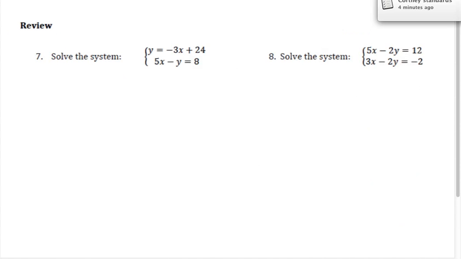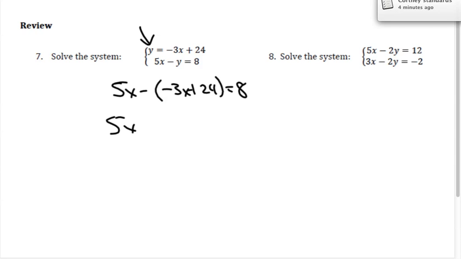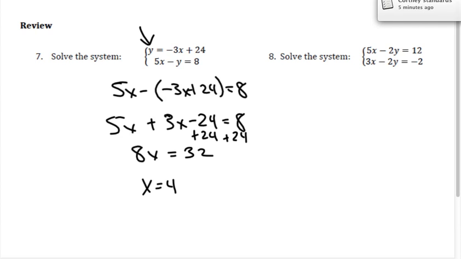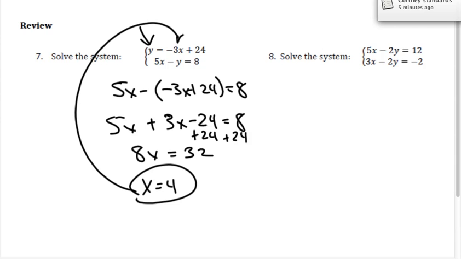All right, so review. Let's go. Number 1, since I have this y by itself, I definitely want substitution. So when I do that, I get 5x plus x minus 24 equals 8. So when I do that, I'm going to have 8x. If I add 24 to both sides, that's going to be equal to 32. So x is going to equal 4. Then when I put this back in here, that's going to be negative 12 plus 24. So y is going to equal 12. So there's my solution there.